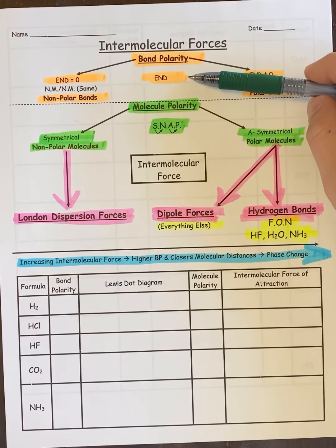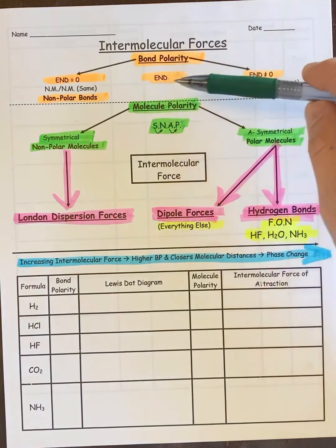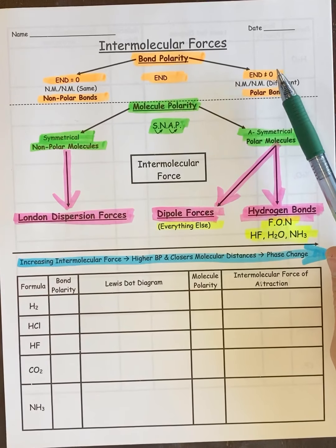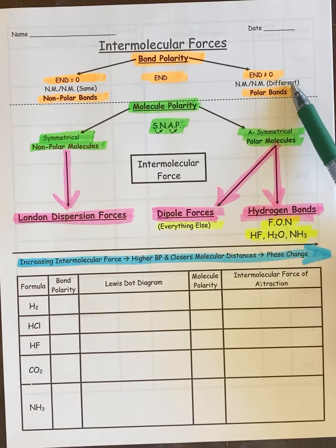It's based off END. So if the bonds in the molecule have an END that is 0 because they're the same element, then they're nonpolar. If the bonds are different elements, their END is something other than 0, and we're going to call them polar. Now, obviously, that is an oversimplification, but for what we need to do, that works.